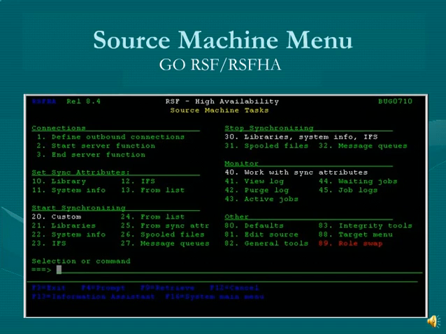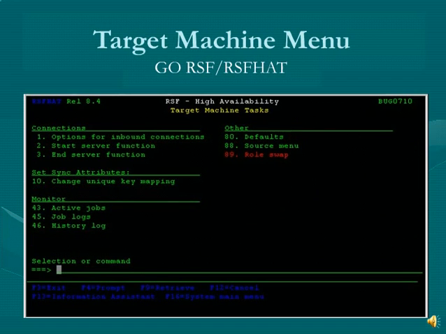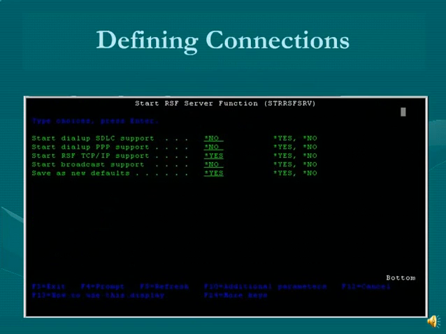From the source machine menu, you can select option 88 to see the target machine menu. Here again, we see groups of options for establishing connections, setting synchronization attributes and options, and monitoring progress. Here, of course, the options are from the point of view of the backup or target machine. While we're here, we might as well start the server function using option 2, which gets this machine ready to receive a connection from the other machine. And here, we see the command prompt for starting the RSF server function.